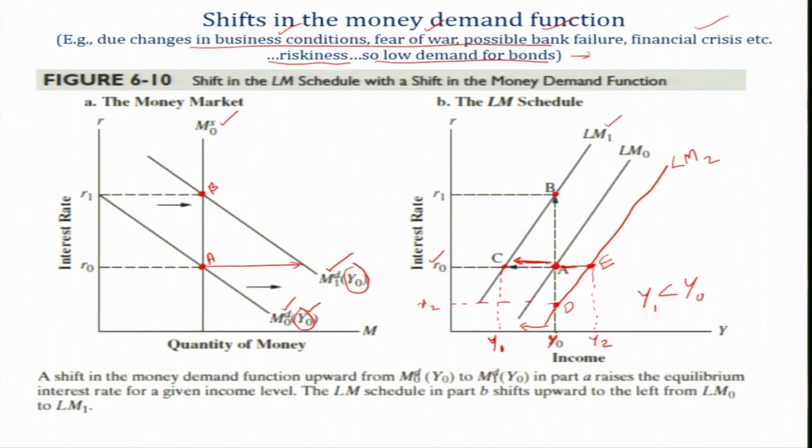So when the money demand function shifts, that is, the liquidity preference declines, the LM curve shifts downward to the right, and the new equilibrium position is E. If we want to keep the initial rate of interest R naught, then the income must increase. If income must be kept at the same position, Y naught, then the rate of interest must decline to R2 from R naught.